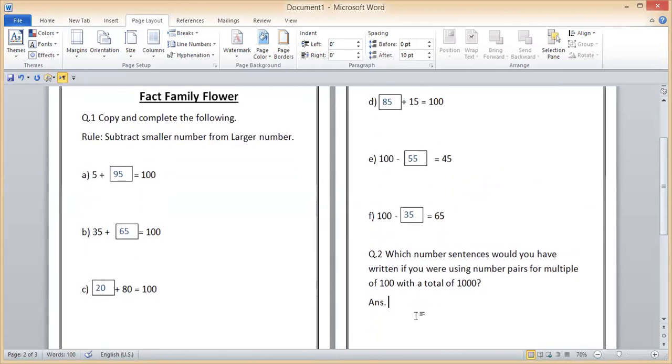In this way you have to complete question number 2. Until the students are writing, you can share the answers for question number 2 with me. You can write different number sentences, as per your choice. You just have to use the multiples of 100 to make a total of 1000.